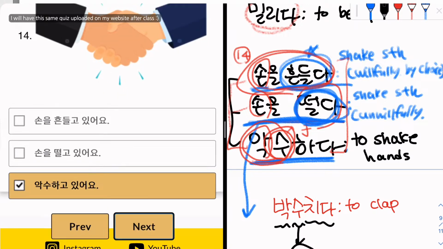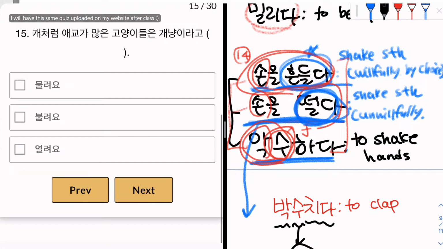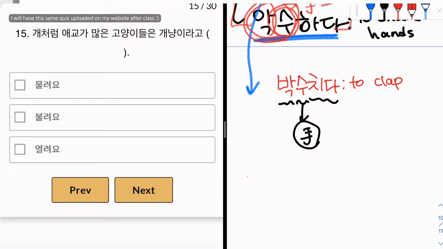좋아요. 그 다음에, alright. Next one, number 15. So, 개처럼 애교가 많은 고양이들은 Oh my gosh. 태민님, thank you so much for the donation. Thank you so much. It's really, I very much appreciate it. Thank you so much for the gift. It really means a lot.